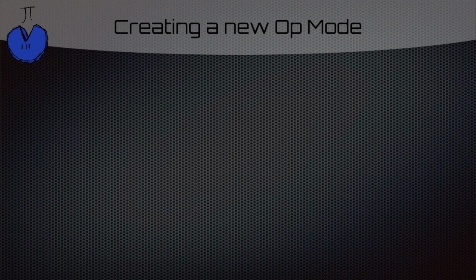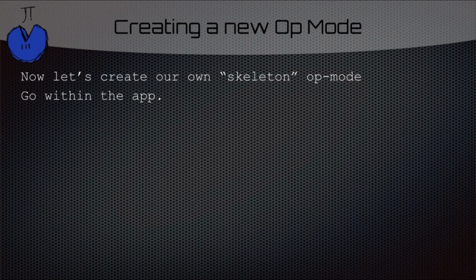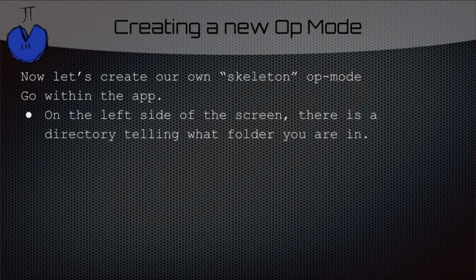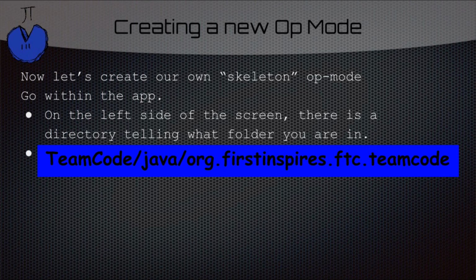So now I will actually show you how to create the skeleton opMode. We're going to create the thing I just showed you, and again, it won't actually do anything, but it is a good starting point, and you can save it to copy and paste for later opModes. When you go within Android Studio, there's a directory on the left side of the screen telling you what folder you're in. You're going to want to go to this directory location. I'll show you how to get there in just a second.